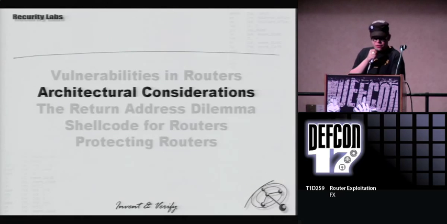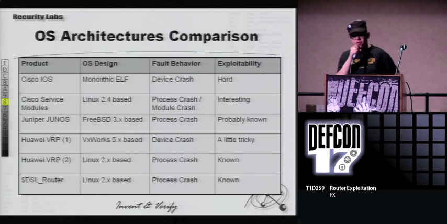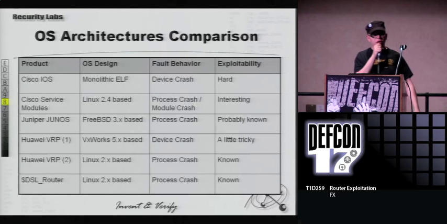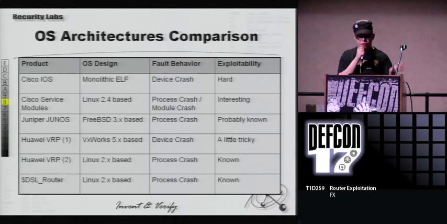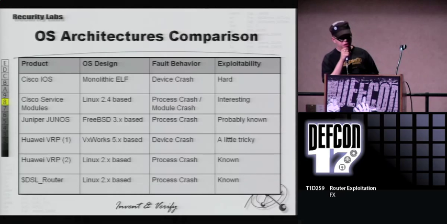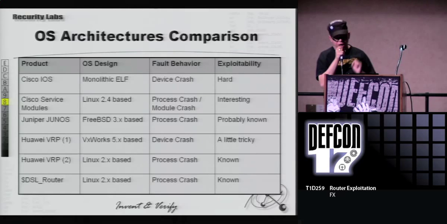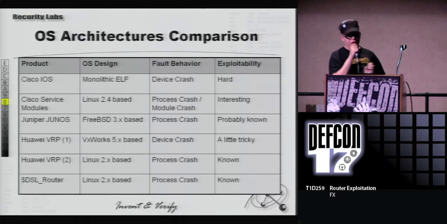So what makes it so hard? If you compare the architectures of a couple of router vendors, Cisco IOS actually is a monolithic ELF file. It's like the biggest Hello World program you've ever seen. Because it has no internal protections, and we're going into the details later, the default behavior if something goes wrong is device crash. Now, people realize when the porn stops. So it's a really, really bad property of that platform. This actually makes it so hard.